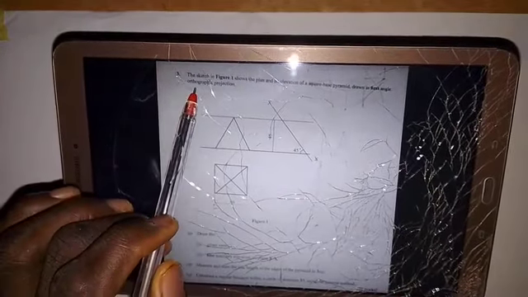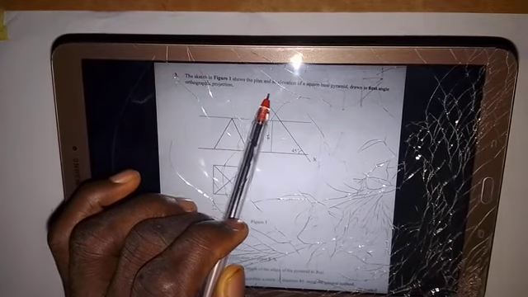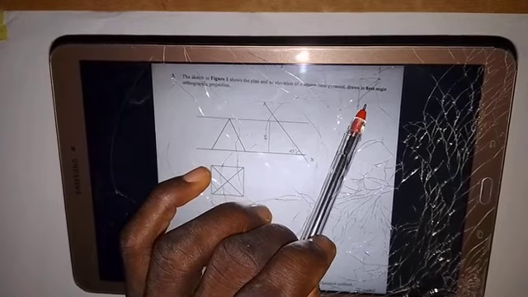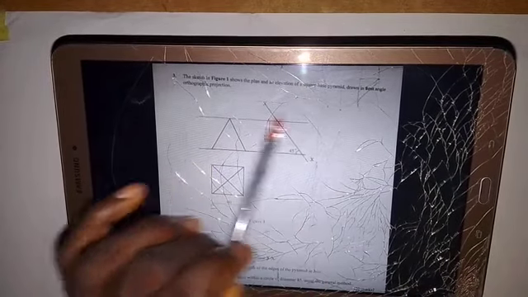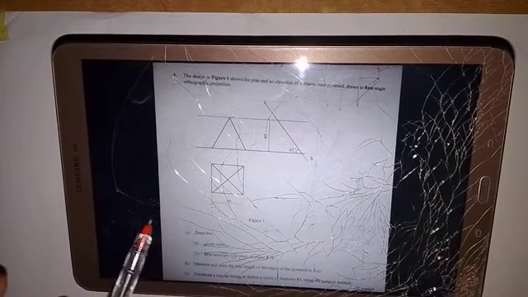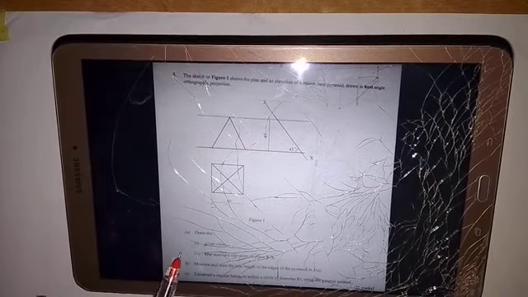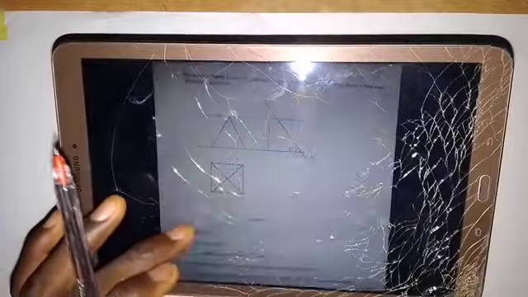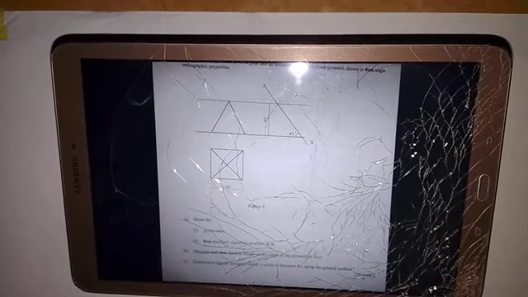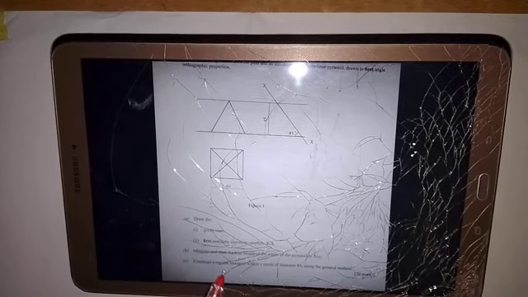The question says that the sketch in figure 1 shows the plan and elevation of a square base pyramid drawn in first angle orthographic projection, and this is what they are talking about. Then we come to the questions. Question A says that we are to draw A Roman figure 1, the given view, and A Roman figure 2, the first auxiliary elevation on plane XX.